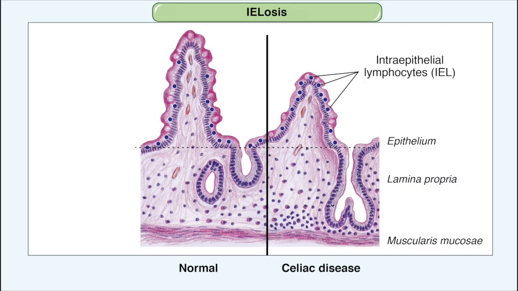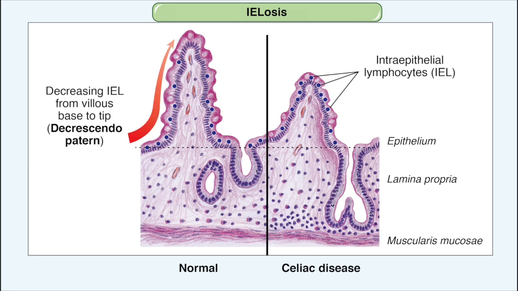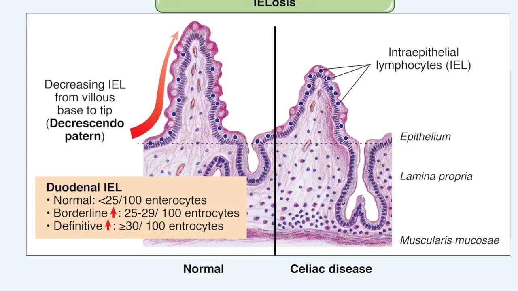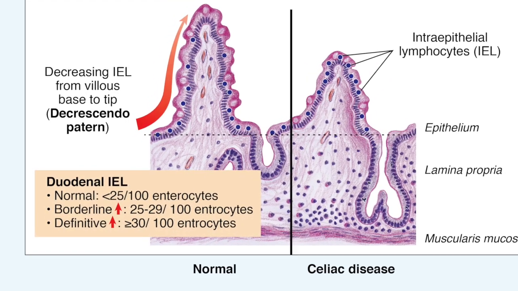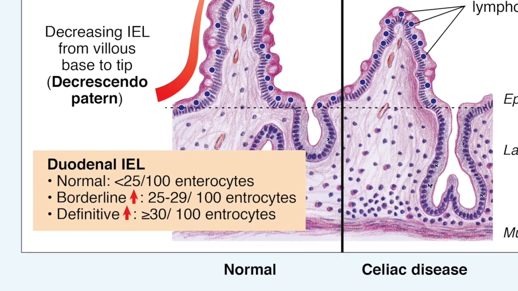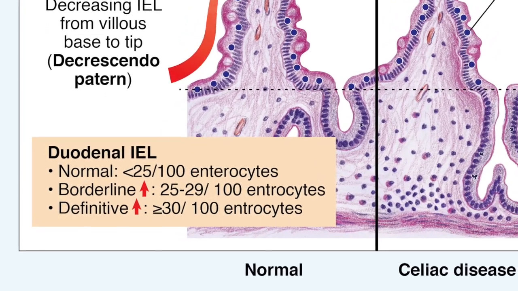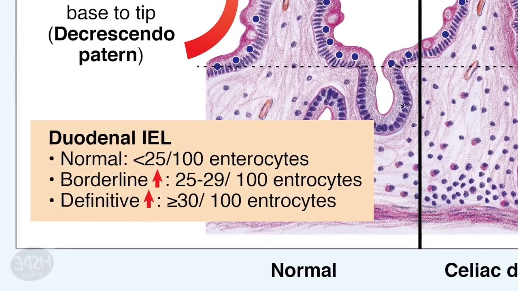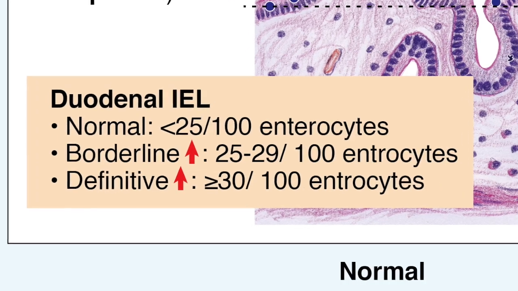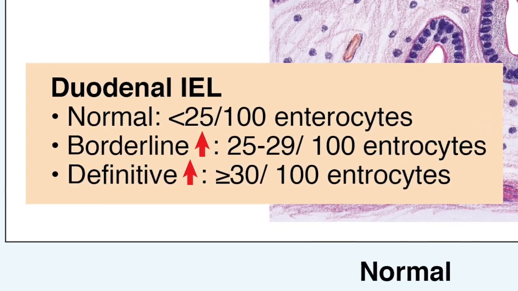Ielosis. Normally IELs are scattered more in the lateral edge of the villi, with decreasing number from the villus base to the villus tip. This is called decrescendo pattern. Upper limit of normal IELs in the duodenum is up to 25 IEL per 100 enterocytes. A count between 25 to 29 is considered a borderline increase, whereas greater or equal to 30 indicates a definitive increase of IEL, that is also called pathological lymphocytosis.